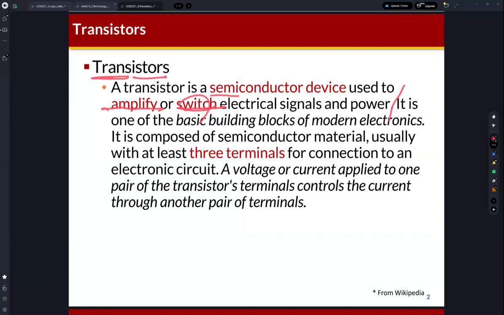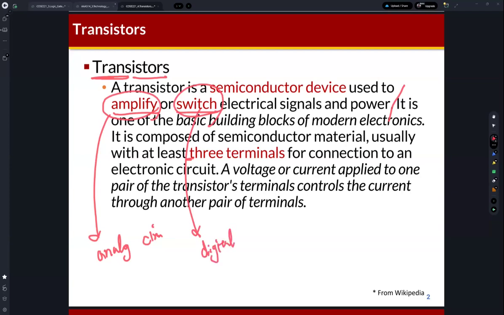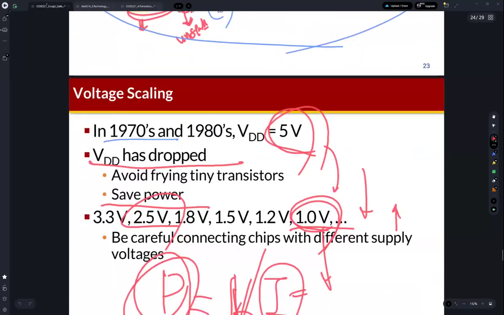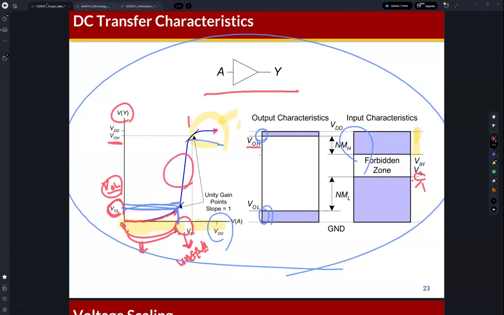You can find the 3 terminals here. So you can find the 2 verbs here, amplify and switch. We use the amplify property for analog circuits, and we use the switch property for digital circuits. I will not explain this analog property, but you can find some amplification here, in this range.